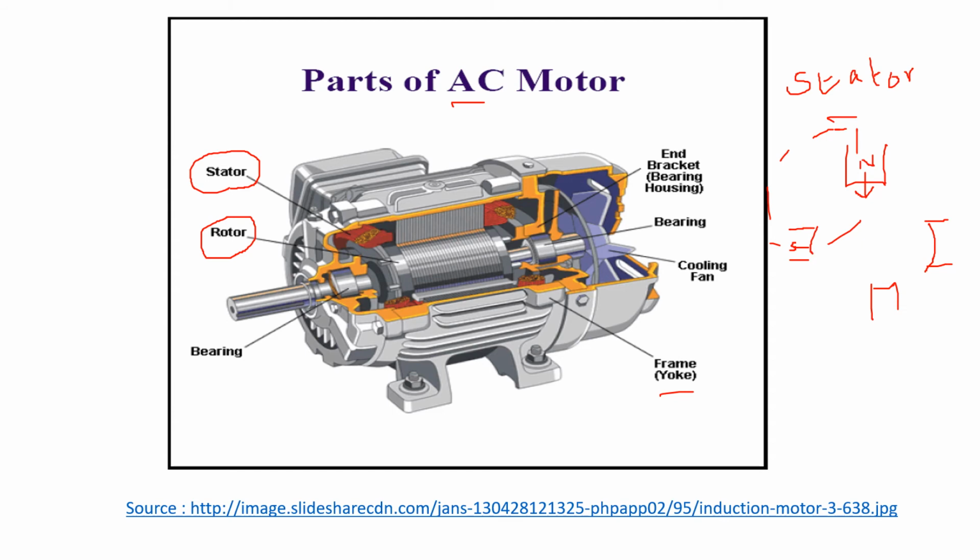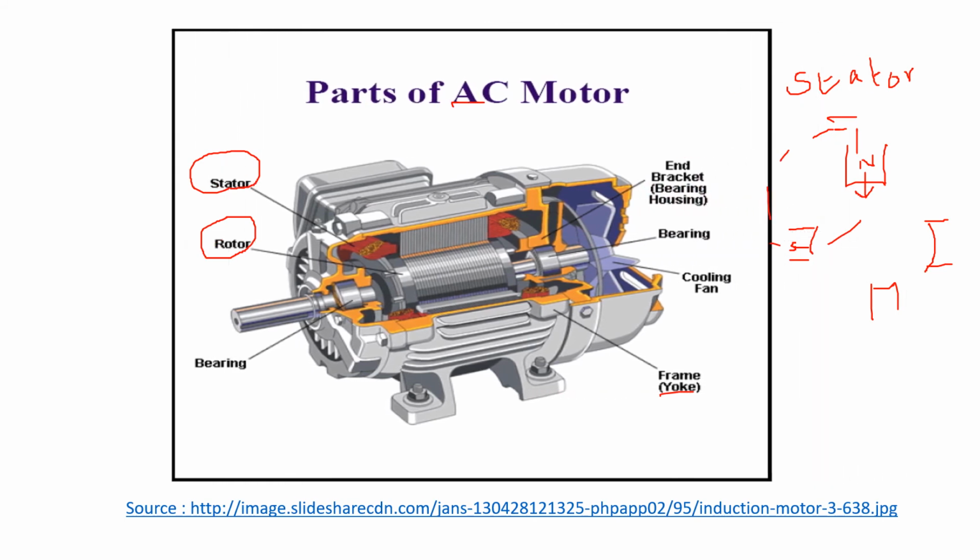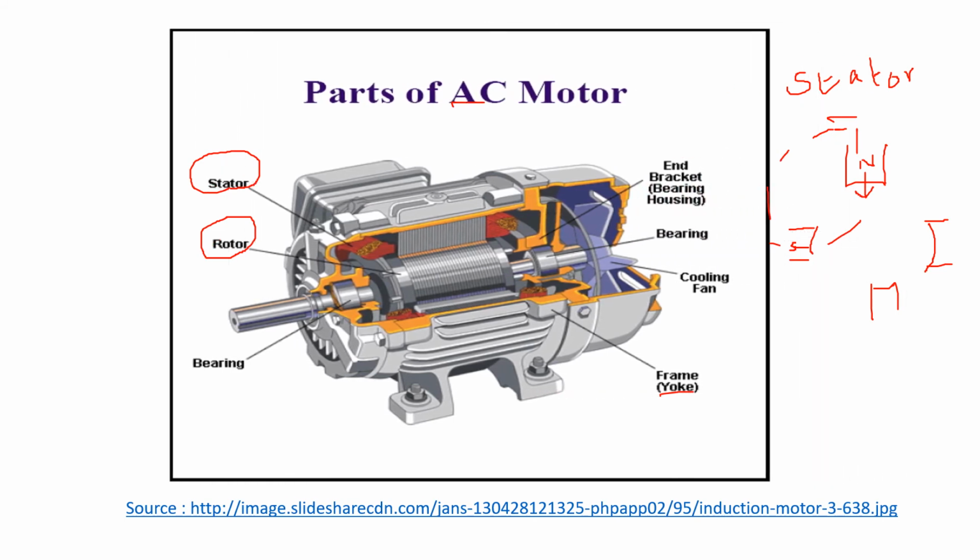And from the rotor, there will be bearings to avoid the friction losses. Then there will be a fan to provide the cooling for the current carrying coils. These are the important parts of an AC motor.